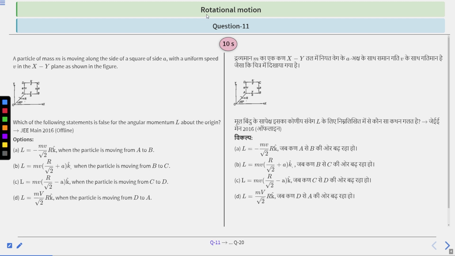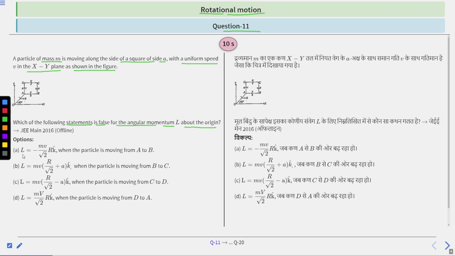So, our topic is rotational motion. Question 11. A particle of mass m is moving along the side of a square of side A with a uniform speed v in the xy plane, as shown in this figure. Which of the following statements is false for the angular momentum L about the origin?